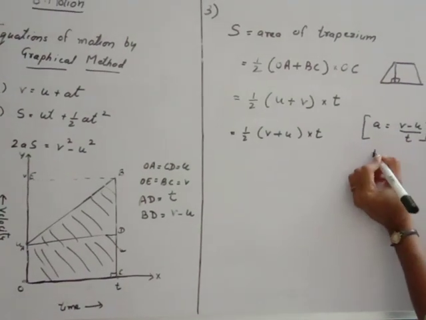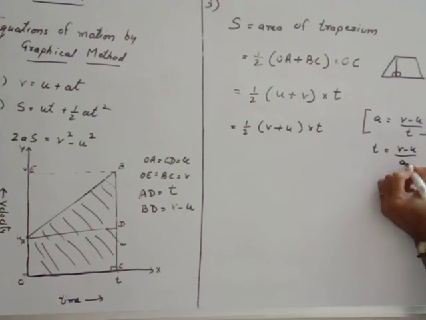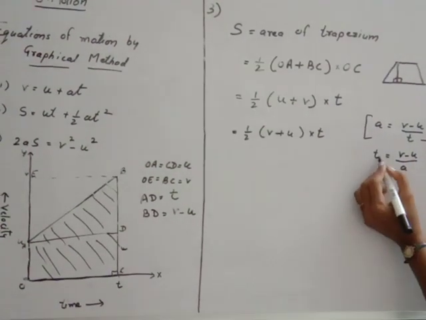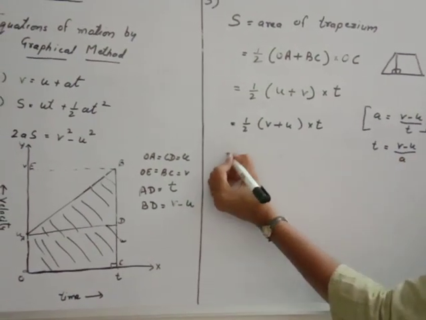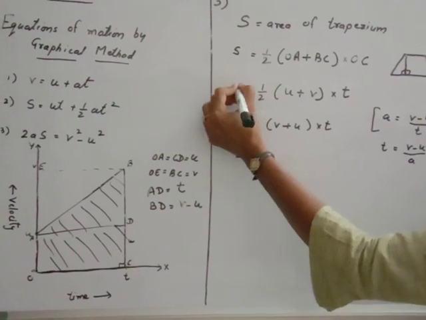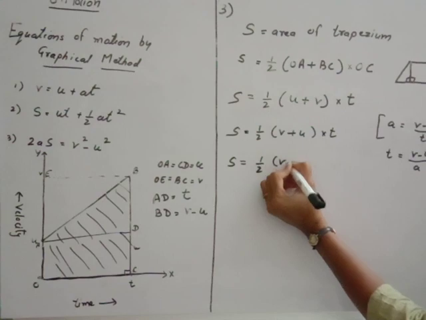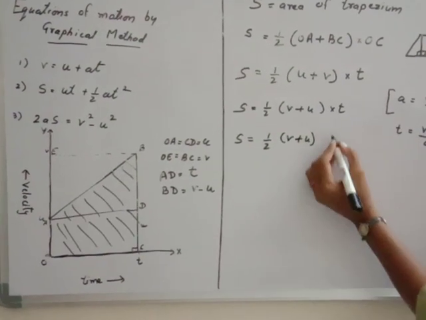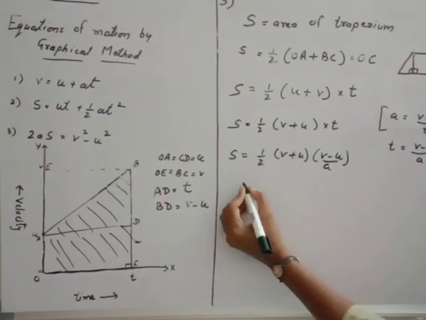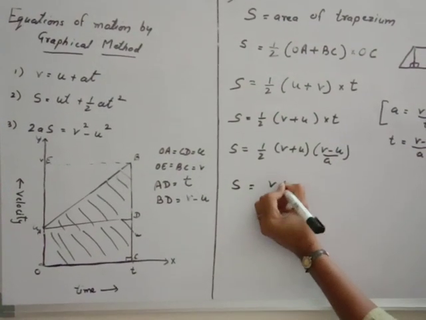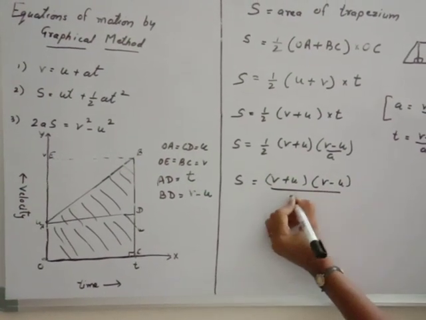So I will get T is equal to, if we exchange, V minus U by A. T comes here, A goes here. So in place of T, can I write V minus U by A? So this becomes S is equal to half V plus U, and in place of T, I will write V minus U by A. So 2 into A is 2A. I am getting V plus U, V minus U upon 2A.